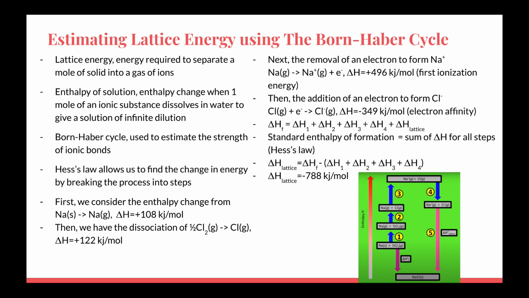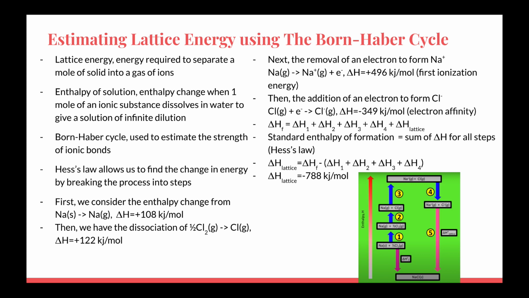For our example, we will be working with sodium chloride. First, we consider the enthalpy change from solid sodium to gaseous sodium, which is positive 108 kilojoules per mole. Then we have the dissociation of a diatomic chlorine into a singular chlorine, which is positive 122 kilojoules per mole. Next is the removal of an electron to form a sodium cation, which is positive 496 kilojoules per mole. This is also known as the first ionization energy. Then we have the addition of an electron to form a chlorine anion, otherwise known as the electron affinity, which is negative 349 kilojoules per mole.